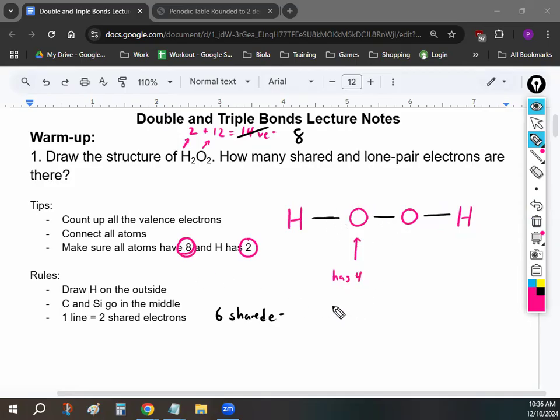Which means to get to 8, it wants to have 4 more. So we're going to draw 4 dots on it. So 1, 2, 3, and 4, which means it has 8 now. So we've used 4, so now we have 4 left. And this guy also wants 4, so we put 4 on that one. And then we've used all of our valence electrons. Okay? So in this molecule, we have 6 shared electrons, and we will have 8 lone pair electrons. Okay, and that's the structure.